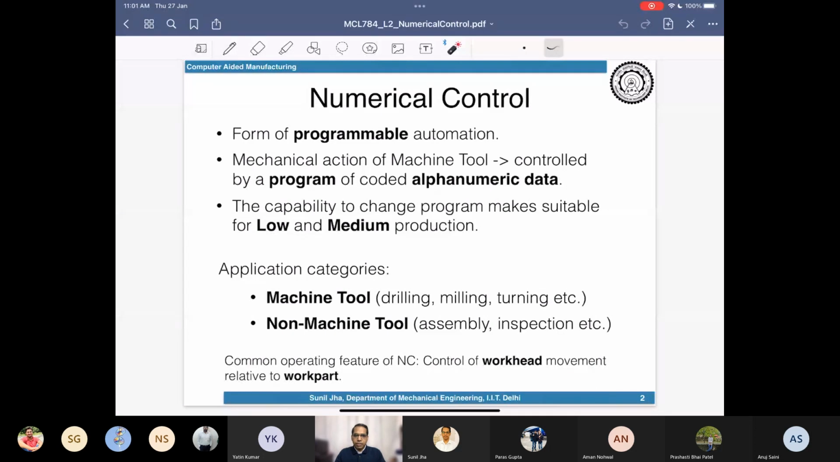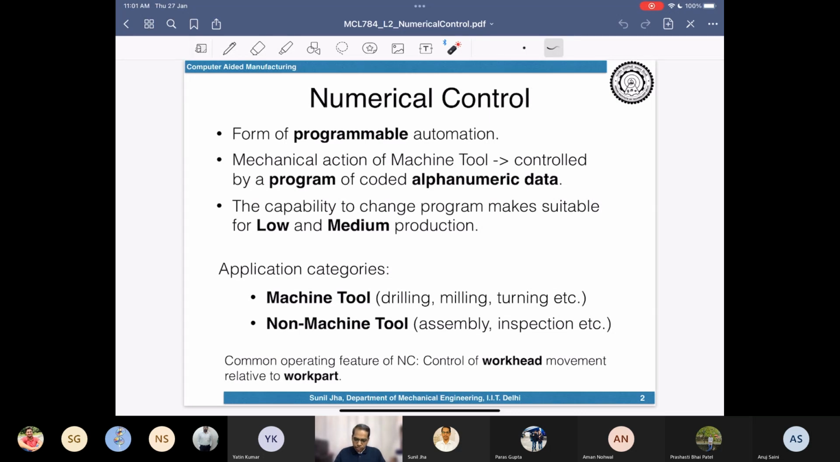As you all understand, numerical control is a type of programmable automation. Various types of automation we have understood: fixed, flexible, programmable. When we talk about numerical control, it is basically with the help of instructions that you will be able to control the sequence of operations of a machine tool.